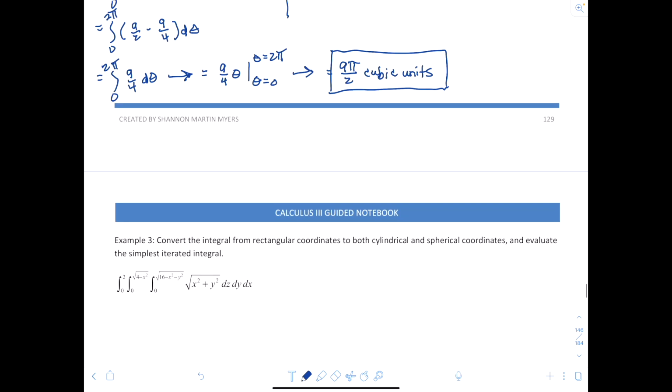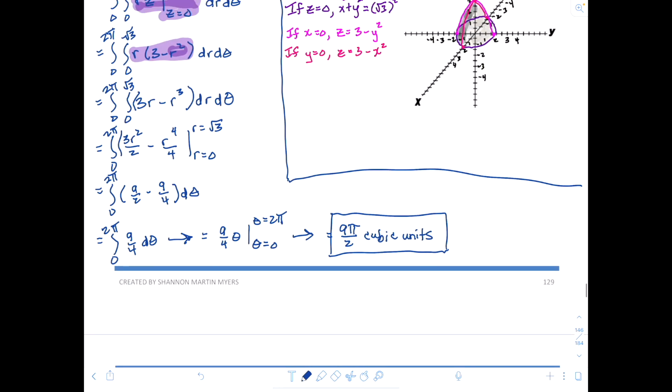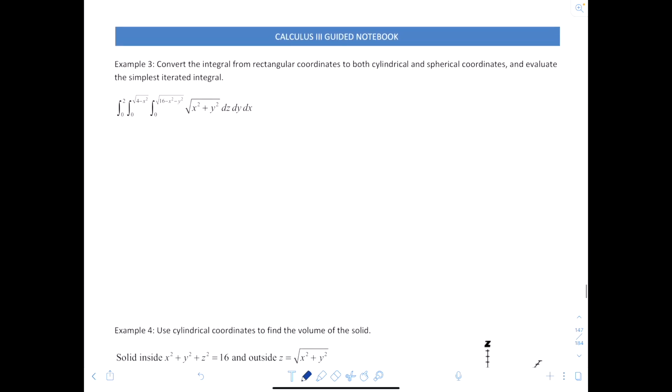Cool, cool. All right, so there you go. That one was a bit involved. Now here, let's do the whole shebang, right? If we do this whole thing, then we're going to convert the integral from rectangular coordinates to both cylindrical and spherical coordinates, and then we're going to evaluate it using the simplest iterated integral. Okay, so let's see what we have.